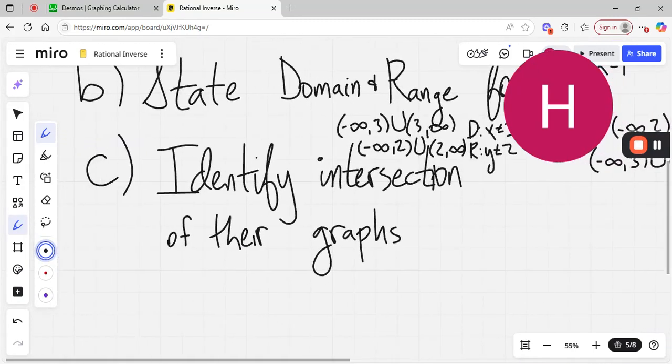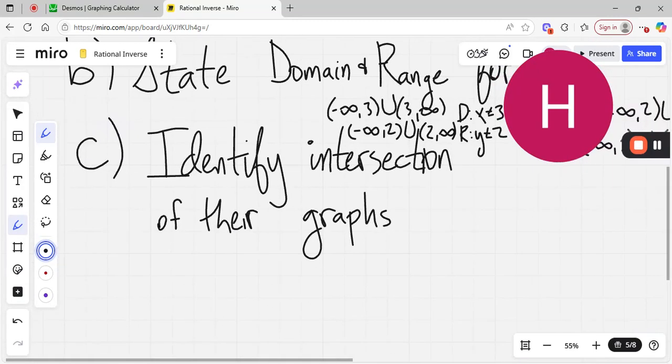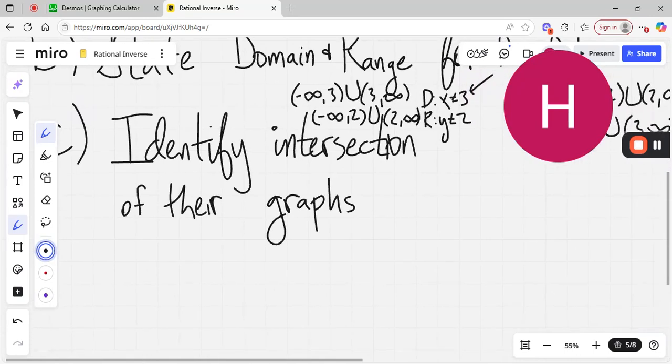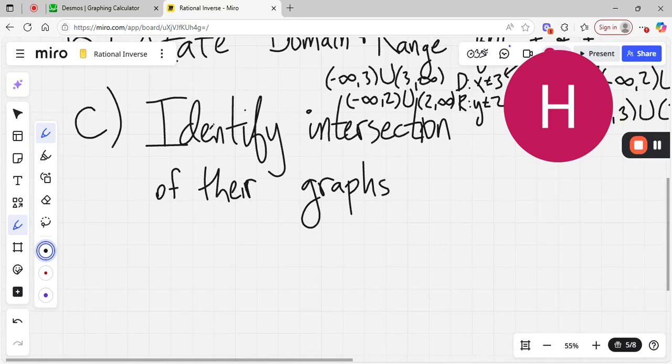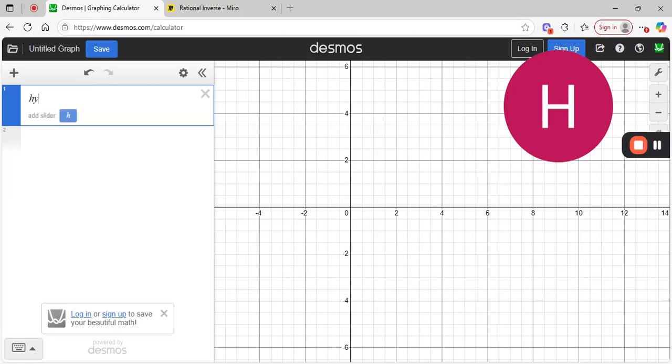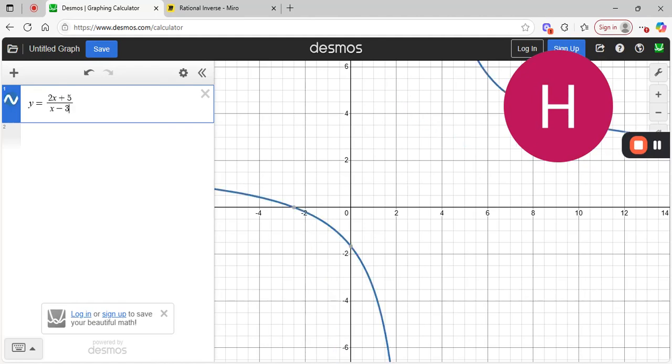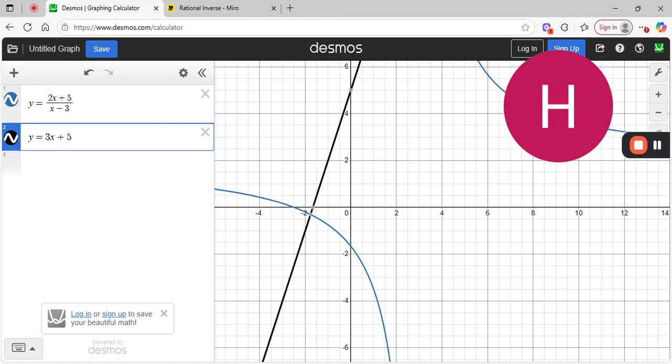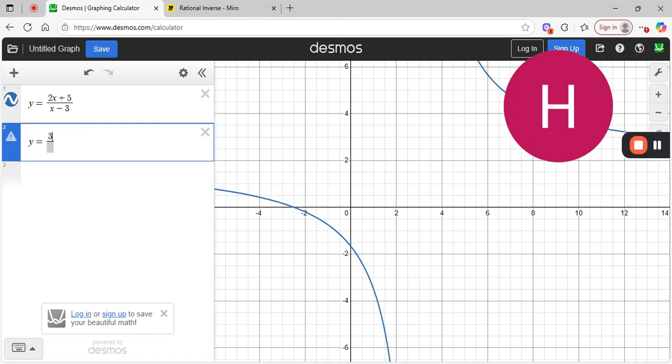Now, the last thing to do is to identify the intersection of their graphs. I would like you to try to sketch these by hand, just because it's good practice. You need to know how to sketch things by hand. But we're going to go over to Desmos and make this a little bit easier on ourselves. So y equals a fraction, 2x plus 5 over x minus 3. And then we have another function, which is the inverse, y equals 3x plus 5 over x minus 2.